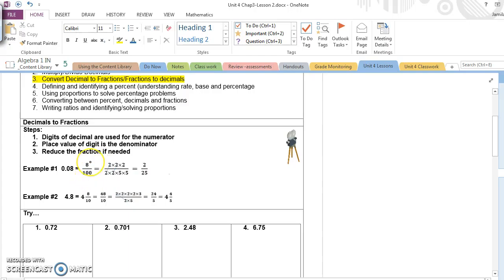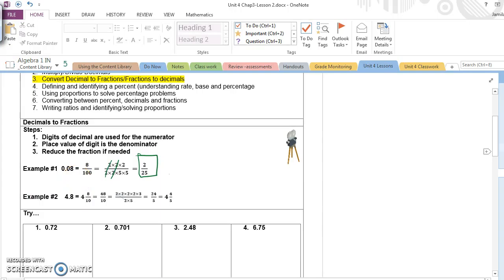So now I have 8 over 100, and this can reduce. We have to first break down both the numerator and denominator into their prime factorizations. So we have 8, which breaks down to 2 times 2 times 2. 100 is 10 times 10, so we have 2 times 5, 2 times 5. Notice that we have 2 2's canceling, and we're left with one 2 on top, and 5 times 5 on bottom is 25. So the fraction reduces to 2 over 25.